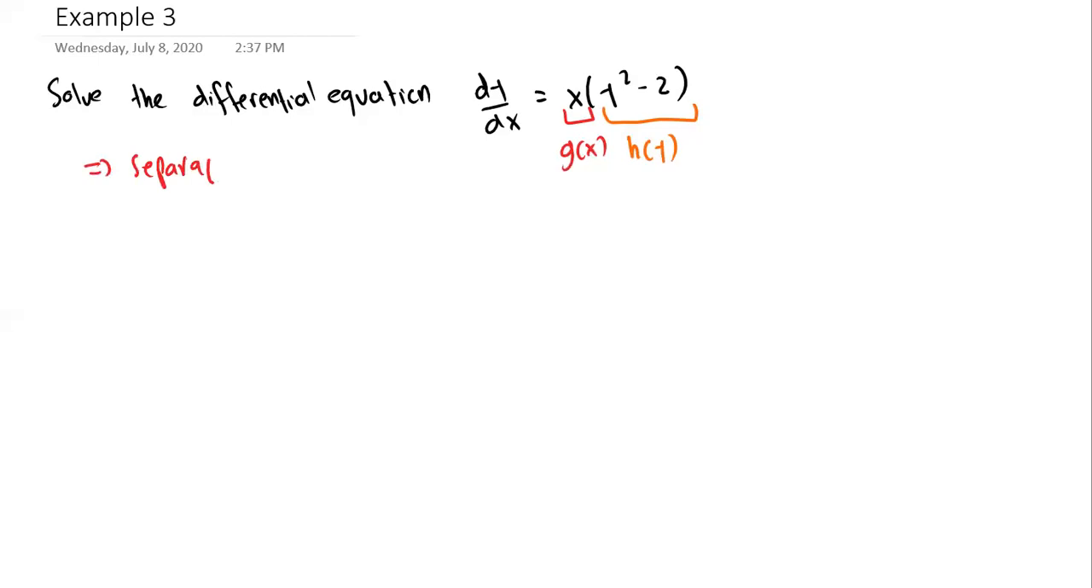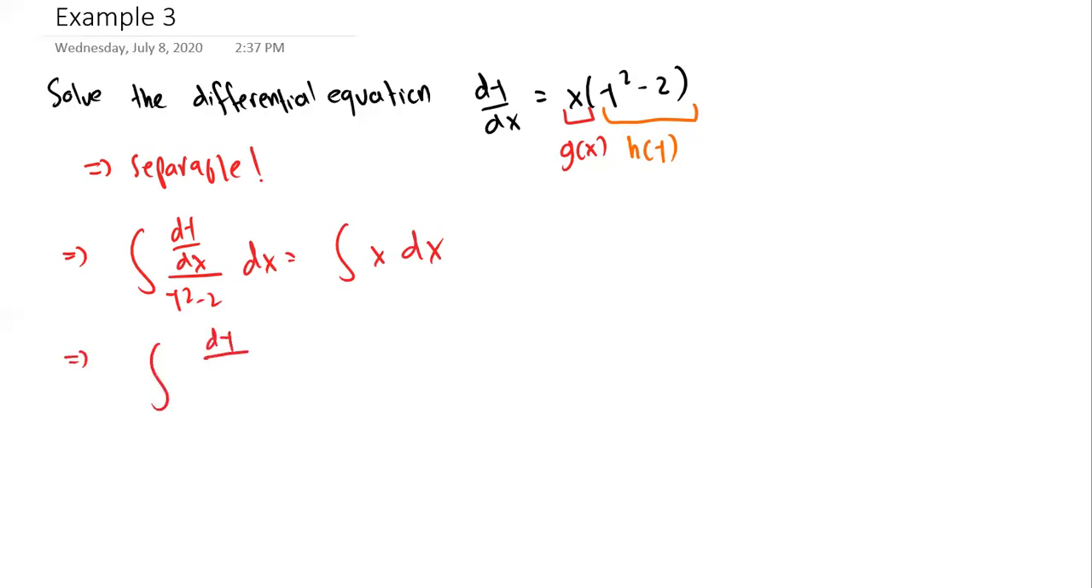So what do we do? We just divide by h of y on both sides and integrate. So divide both sides by h of y, which is y squared minus 2, and integrate. We're left only with x on the other side. Again, on the left-hand side, dy/dx times dx just becomes dy. We're left with the integral of dy over y squared minus 2 equals, here we can just integrate directly, x squared divided by 2 plus some constant.